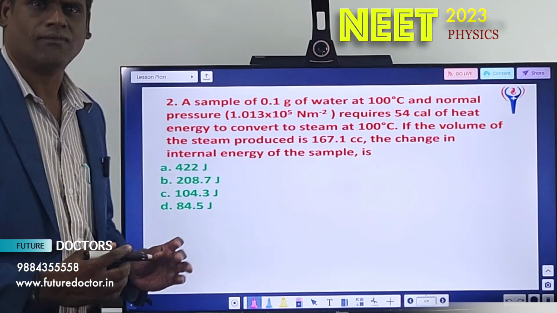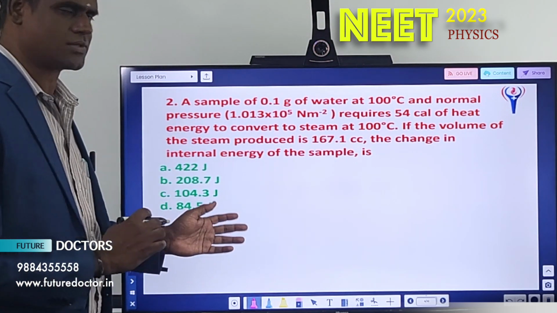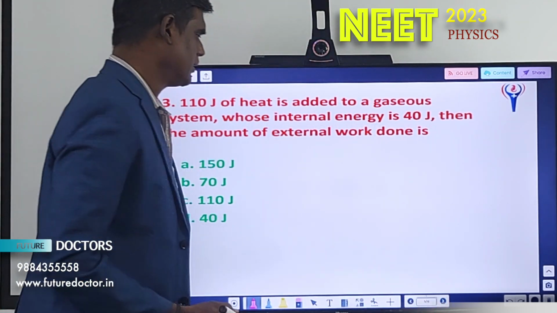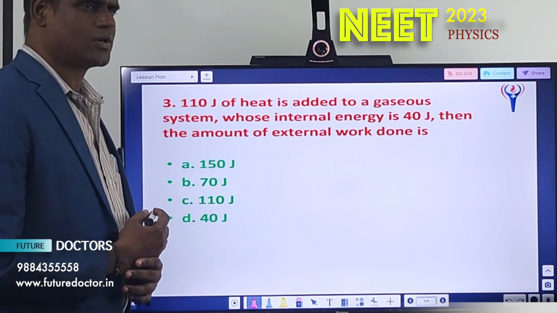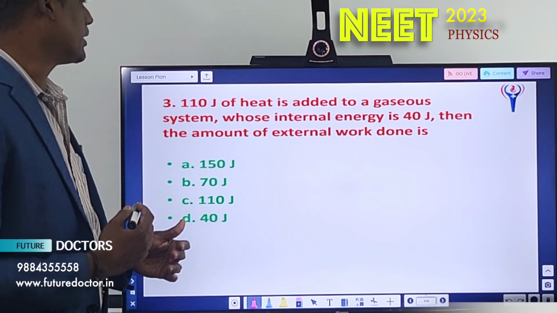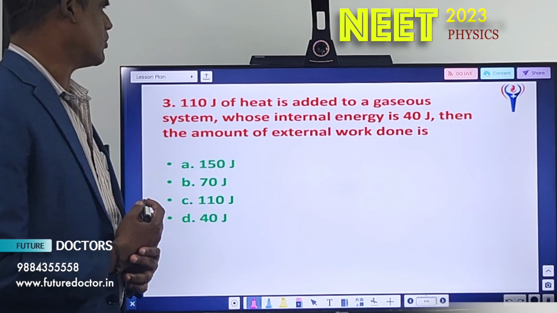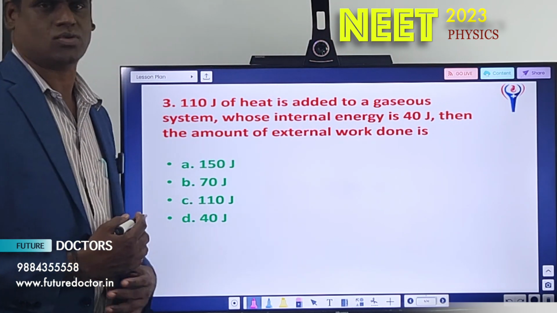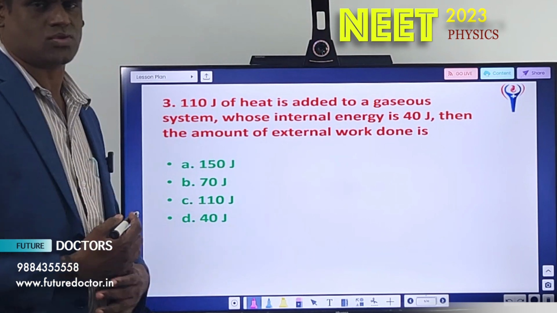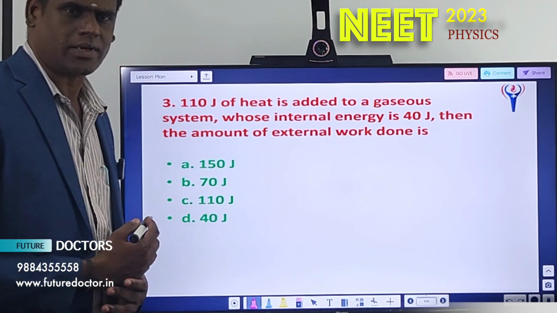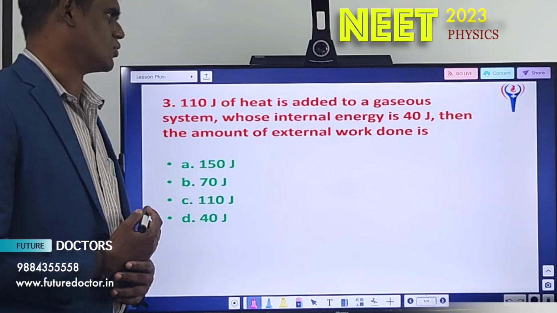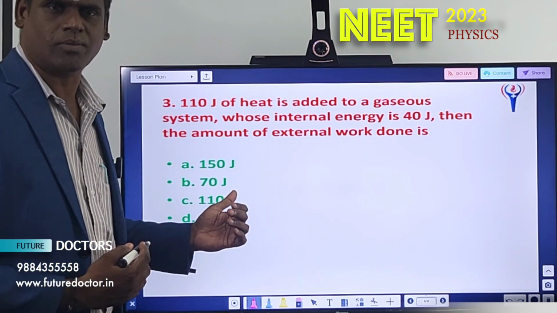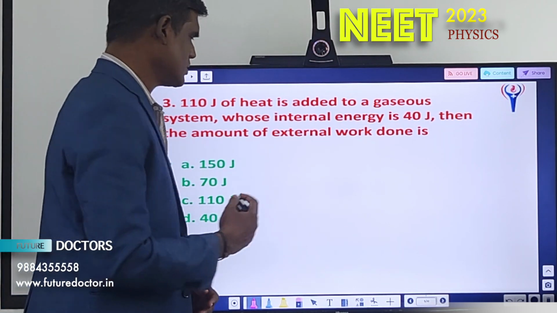By knowing the first law of thermodynamics and the relationship, you are able to find a solution for this question. Let's move to question number 3. 110 joule of heat is added to a gaseous system whose internal energy is 40 joule. Then the amount of external work done is dash. A 150 joules. B 70 joules. C 110 joules. D 40 joules.